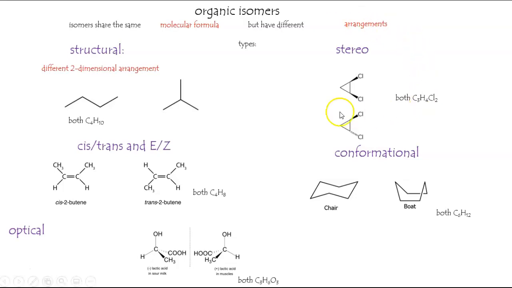Here the difference is a little bit more subtle, right? The two-dimensional arrangement is identical, but the three-dimensional arrangement is different. Don't forget that wedges means coming out at you. Hatches means going into the board. So these two chlorines would be quite close to each other. These two would be separated. One's coming out, one's going in.